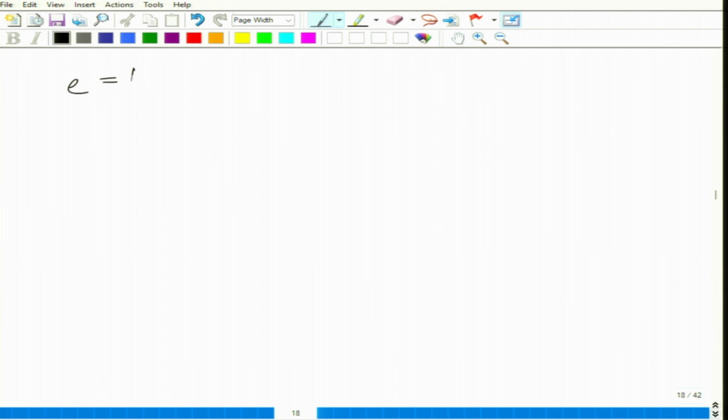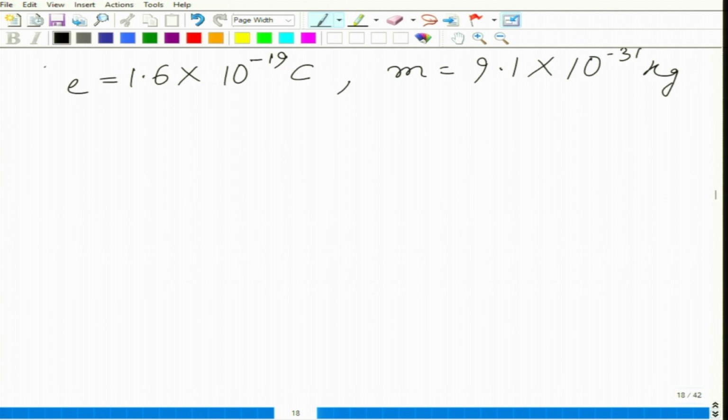The charge of the electron was found out to be 1.6 into 10 raised to minus 19 coulomb, and the mass of the electron was found out to be 9.1 into 10 to the power minus 31 kg. So these were the values related to the electron that were found by these experiments.